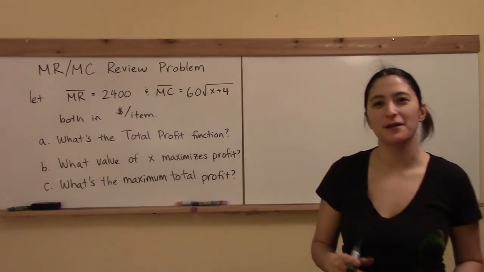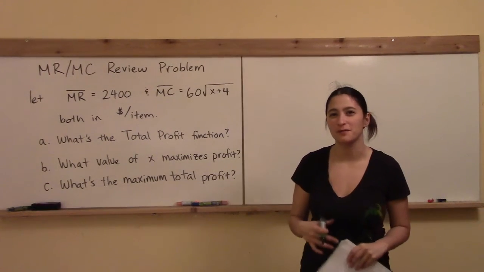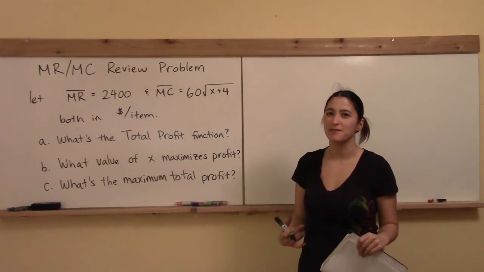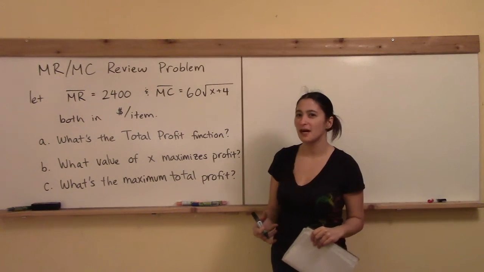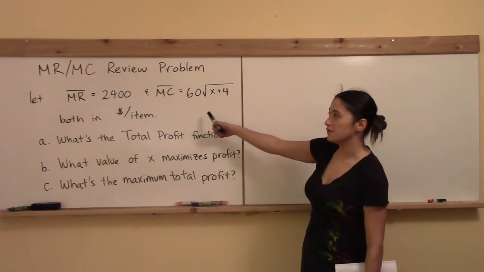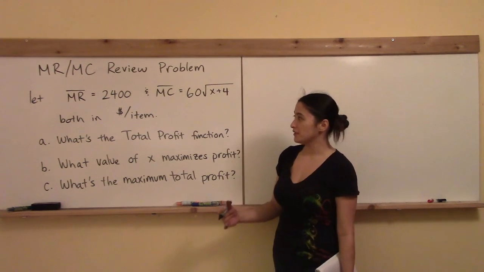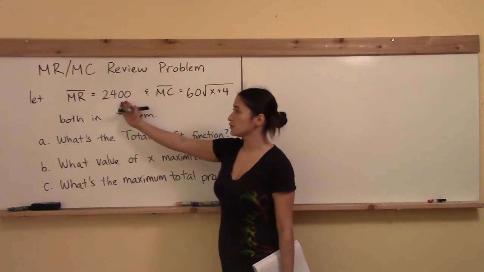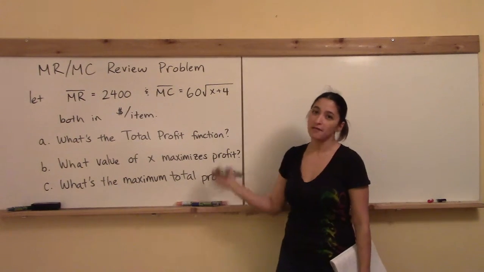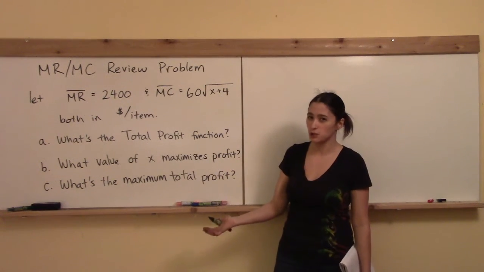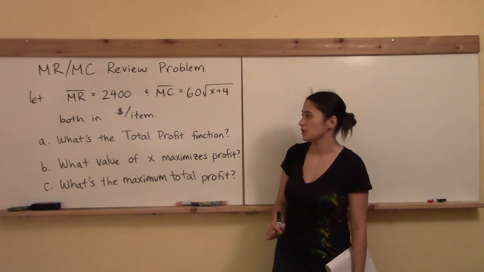Hi, in this video we're going to see a pretty good review problem that ties in a lot of stuff that you've learned in a course on business calculus. I call it the marginal revenue, marginal cost review problem. This is a type of problem where you're given functional forms for your marginal revenue and marginal cost, and then you're asked a bunch of different questions, usually related to the profit function. Okay?